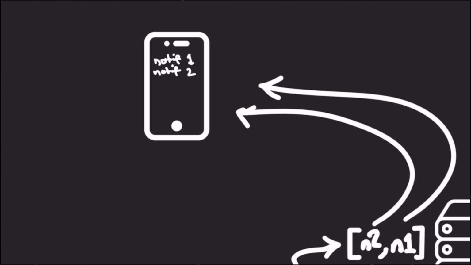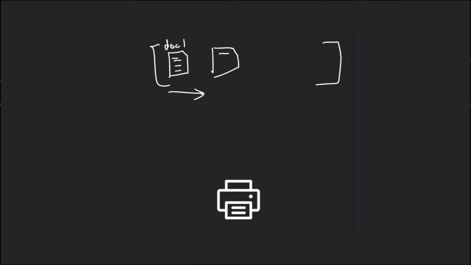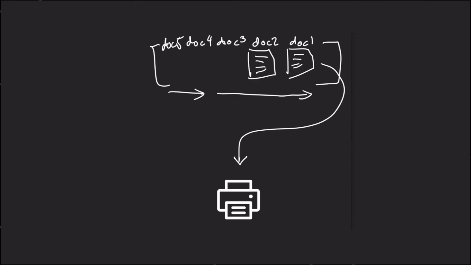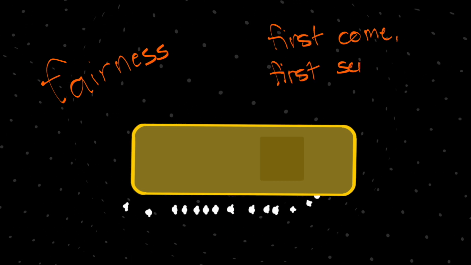Or let's say, for example, think about printing documents, right? When you are printing documents, you don't want the last file you sent to print first, right? You want them printed in the order they were added to the queue. So that is queue. And yeah, queue is all about fairness, first come, first served, that stuff, right?